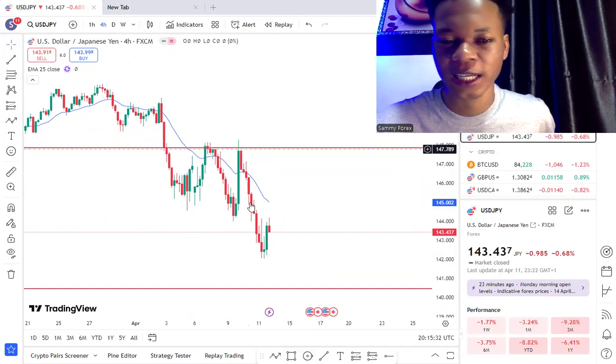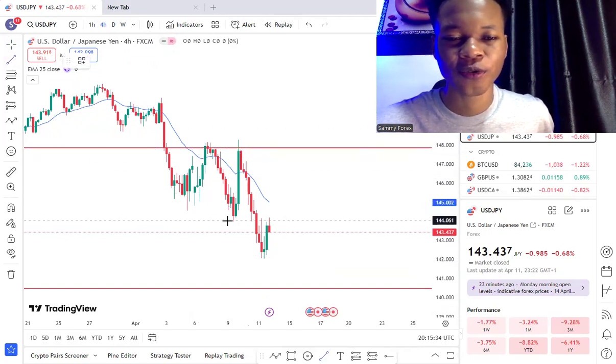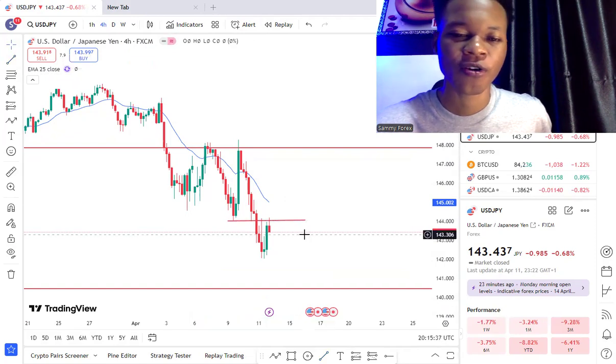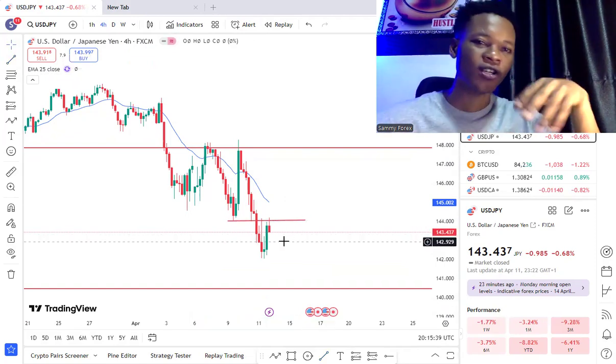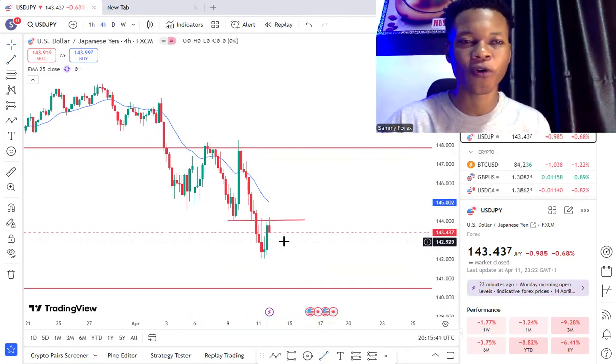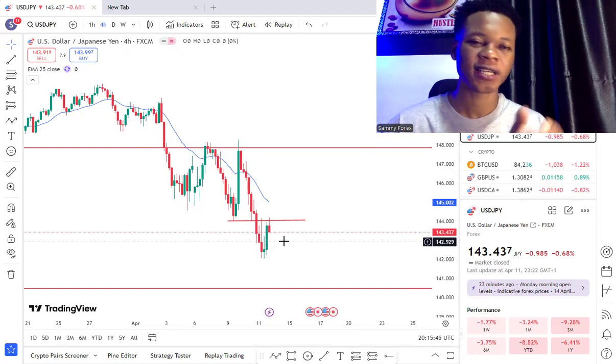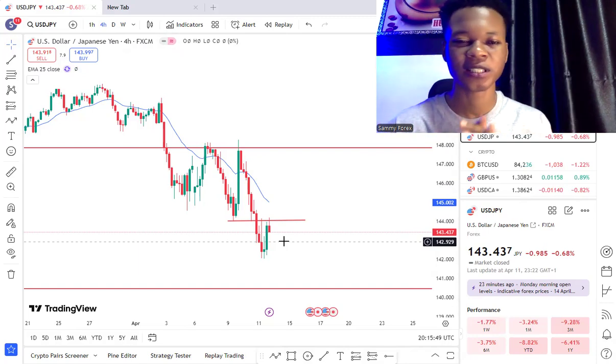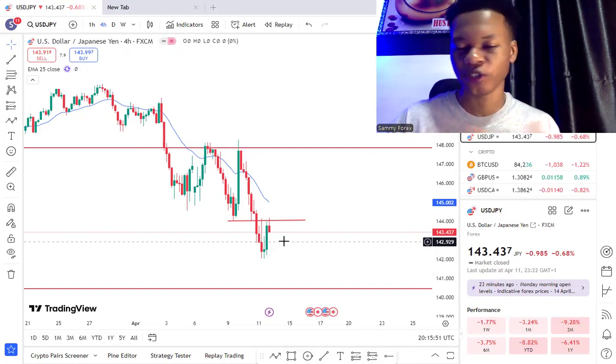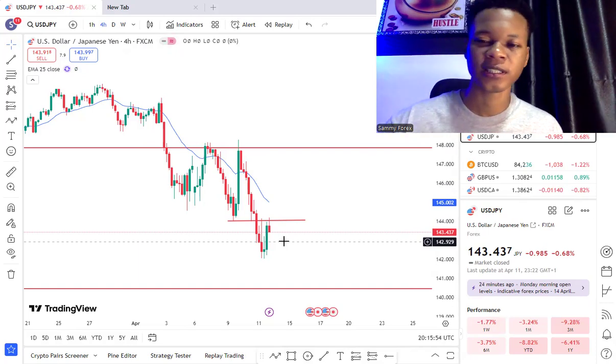What happened? The sellers came down and took out this low, which price is retracing on, trying to make a retracement on. So all you have to do is just be looking for a selling opportunity. Go down to your lower time frame, 15 minutes, 5 minutes, 30 minutes, 1 hour, whatever time frame you're using. Just be looking for a selling opportunity.